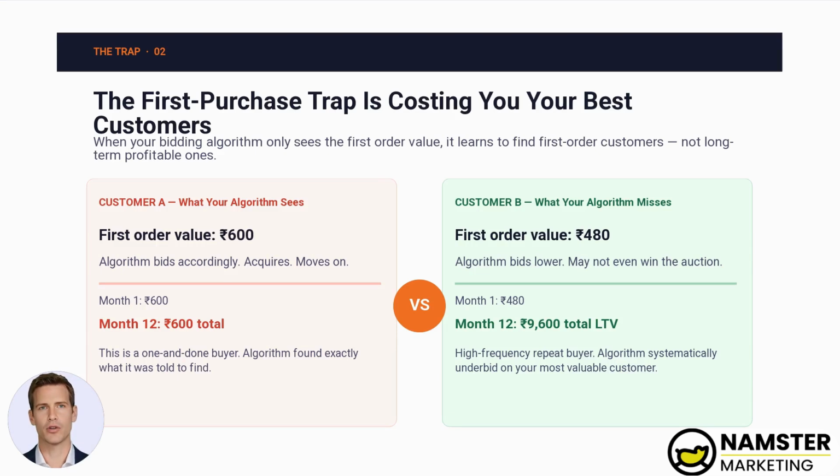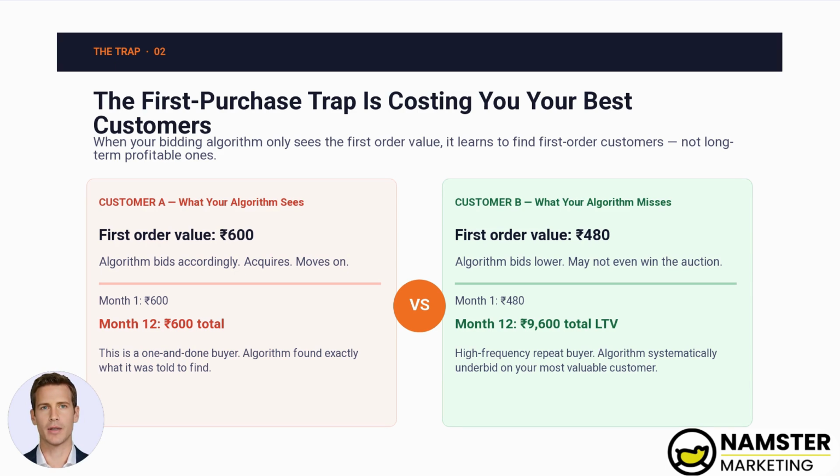Let's examine why the first purchase trap is costing you your best customers. Consider two individuals, customer A and customer B. To a standard bidding algorithm, customer A looks like a winner with a 600 rupee first order. The algorithm acquires them and moves on. However, customer B starts with a lower 480 rupee order. Most algorithms would bid lower or even ignore this auction entirely.